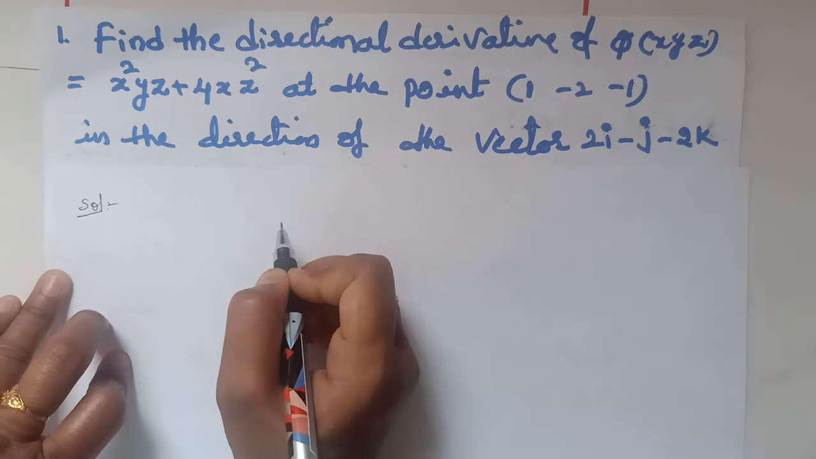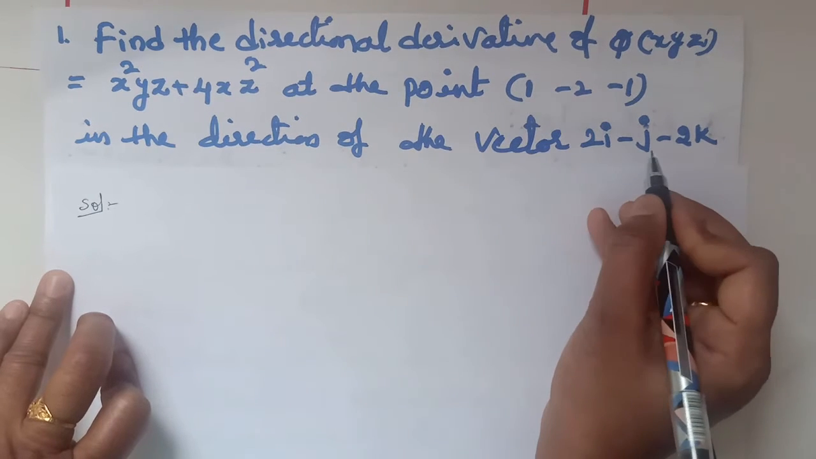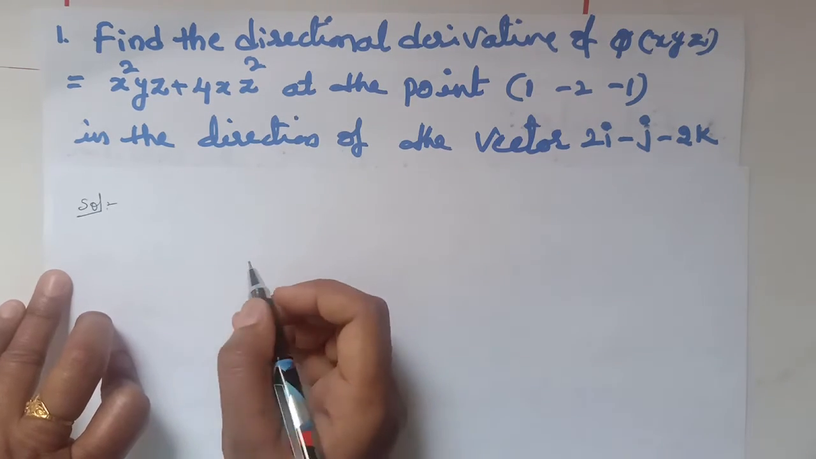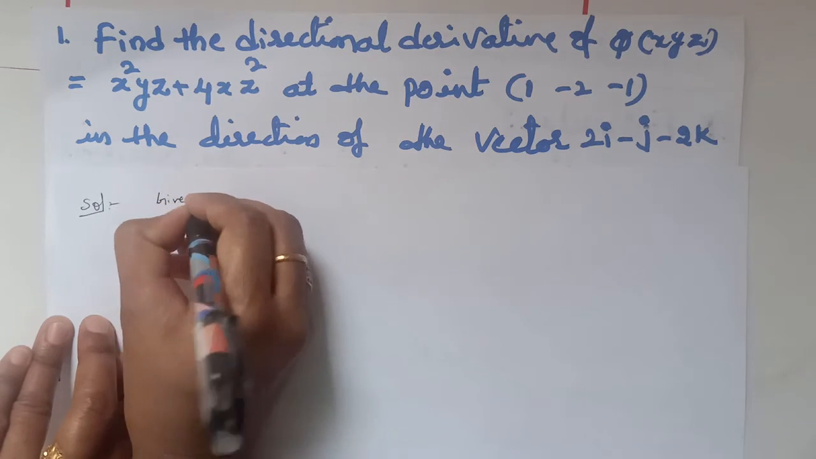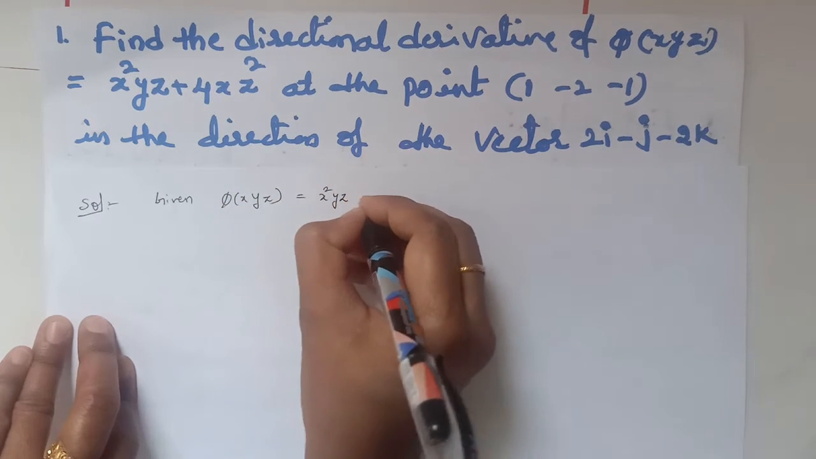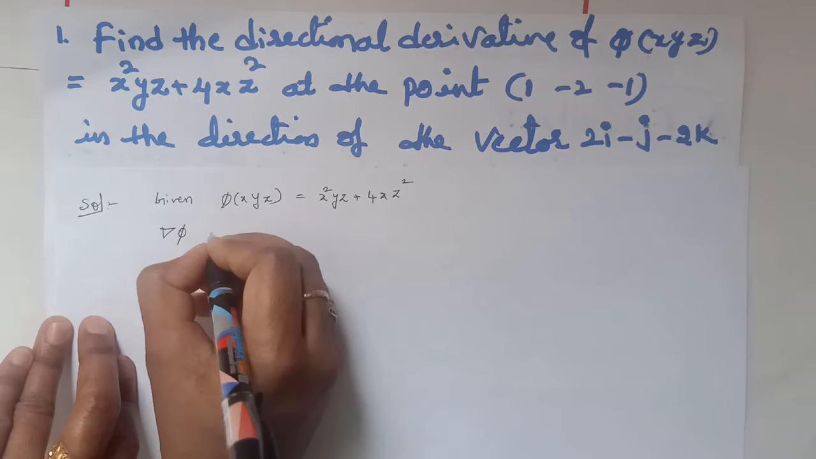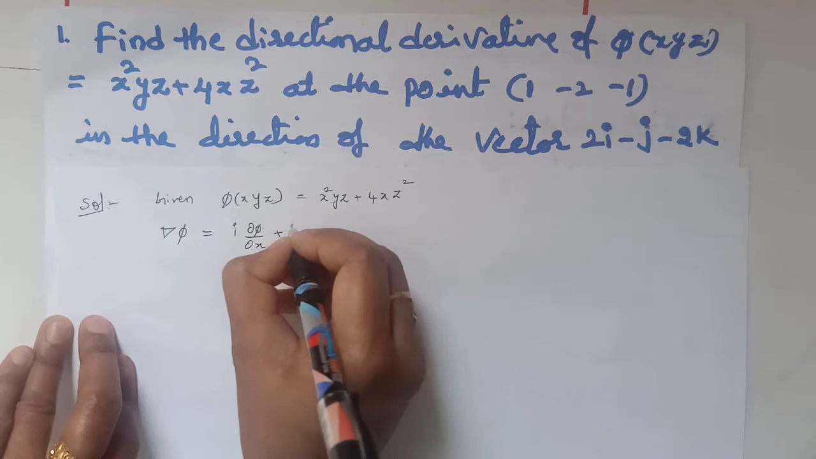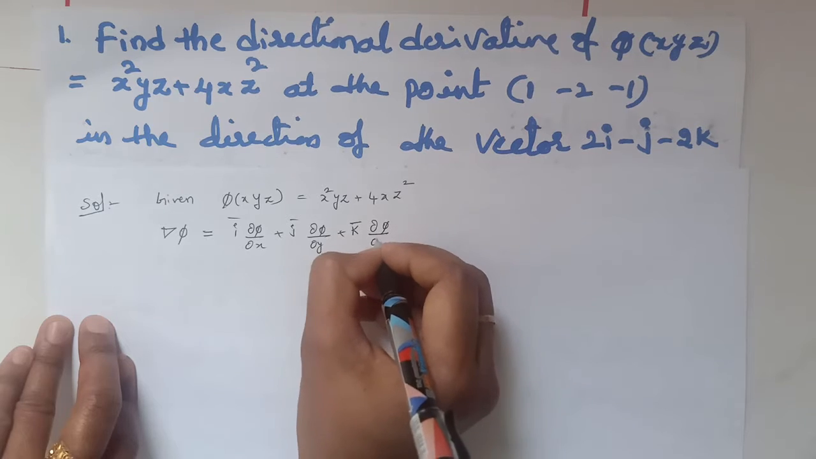Del phi you need to find out first. Next you need to find out the unit vector in the direction of 2i - j - 2k. Then the dot product of those two will give you the answer. Given phi of x, y, z equal to x squared yz plus 4xz squared. Next find out the gradient of phi, that is i dou phi by dou x plus j dou phi by dou y plus k dou phi by dou z.